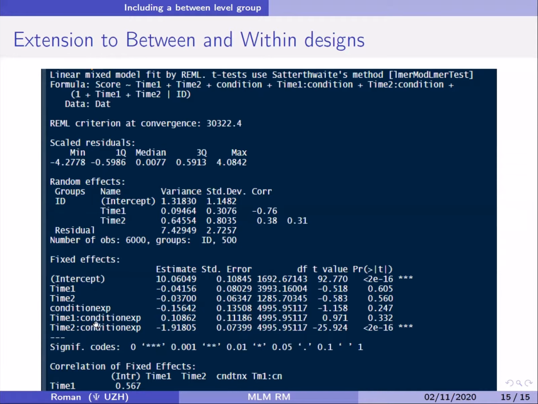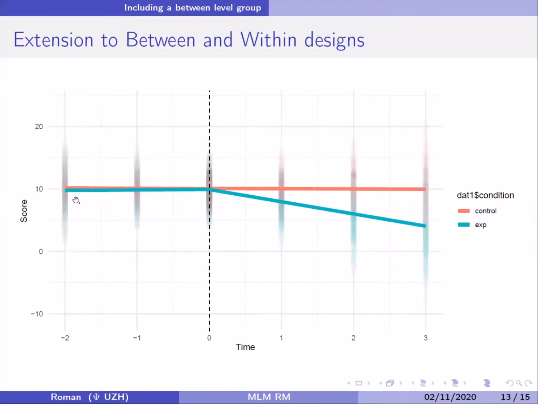The time 1 by condition EXP interaction here tells us if the slopes are different between the experimental and the control group prior to the intervention. So this 0.10 is telling us that the experimental condition's slope of the initial time phase is a little bit higher than the slope of the control condition, which is what we see here. So looking back at the plot, yes, we see the experimental condition had a slightly higher slope, not by much. It's increasing.